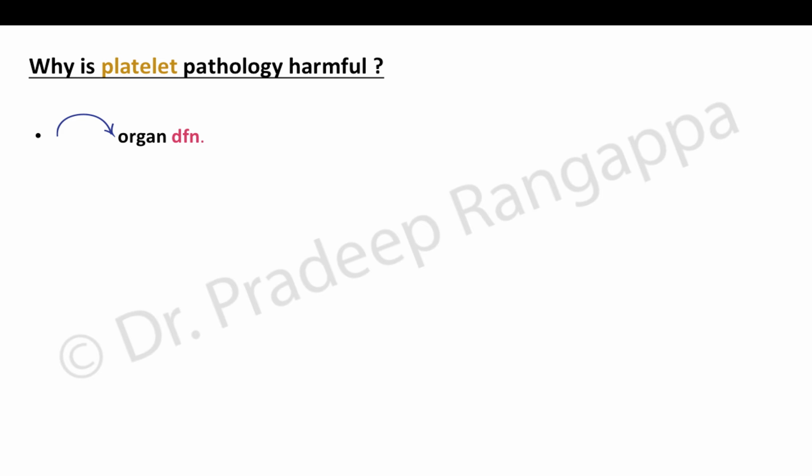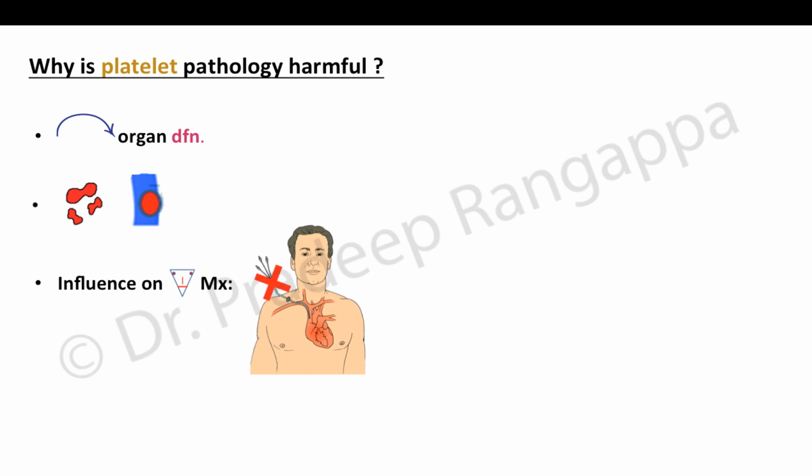So why is platelet pathology harmful? Because the platelet has a direct effect on organ dysfunction. When there is a platelet abnormality, it can lead to organ dysfunction, and it can lead to bleeding. As we already mentioned, thrombocytopenia can lead to bleeding, and thrombocytopenia can even be associated with a prothrombotic phase like TTP and HUS, where there is a prothrombotic state in the presence of thrombocytopenia. And it has influence on patient management.